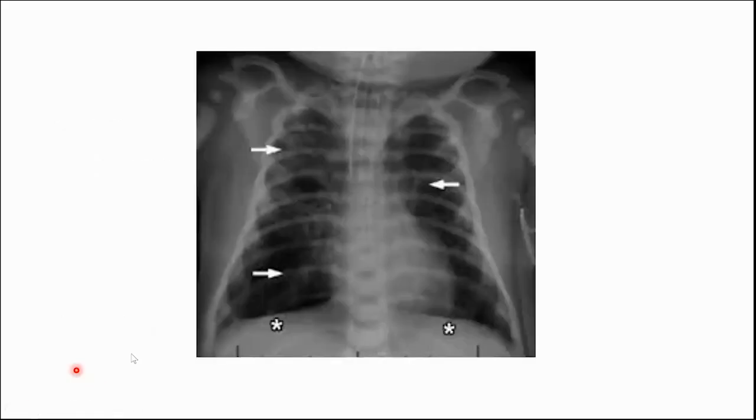So if you see this picture, in this X-ray, you can see how many ribs: 1, 2, 3, 4, 5, 6, 7, 8, 9, 10. Almost 11 ribs you can see. And you can see that the diaphragms are flattened here, and also the mediastinum is quite flat, compressed. So this is a typical chest X-ray of a hyper-expanded lung.